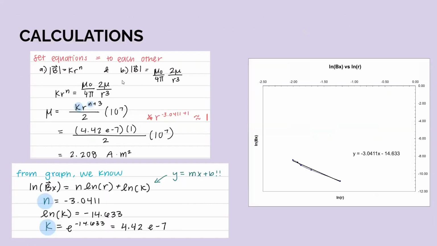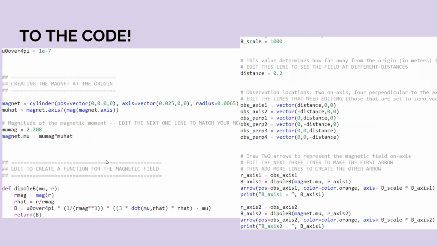And so to calculate mu, basically I set the two equations that we discussed earlier equal to each other and plugged in K and N using the formula from the graph that we found. And so N being the slope, negative 3.0411, and ln of K, negative 14.633, which we found out K to be 4.42 e to the negative 7. And that's what we got for our mu, 2.208 amps meter squared.